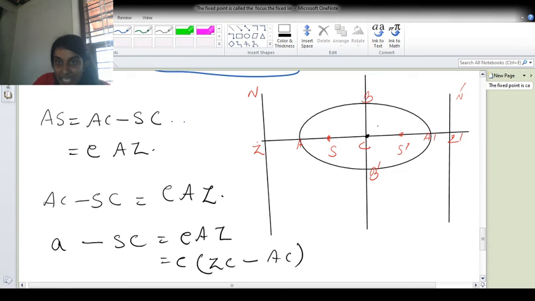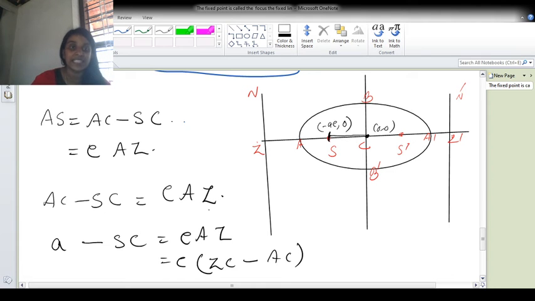So this C is the origin. So S will become, this distance will be AE itself. So this is to the left of the origin. So we can say minus AE and y coordinate is 0. Okay, so I got one of the coordinates of the focus.